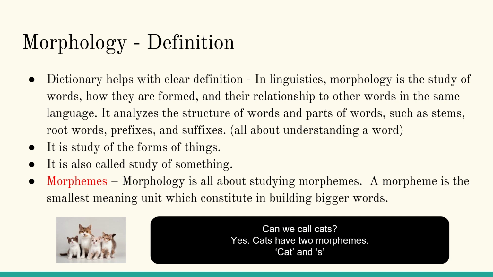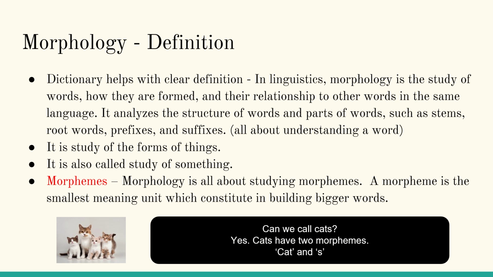Now what are morphemes? Morphology is all about studying morphemes. A morpheme is the smallest meaning unit which constitutes a bigger word. It is the smallest unit that constitutes a bigger word, in precise terms, if you convey it that way.